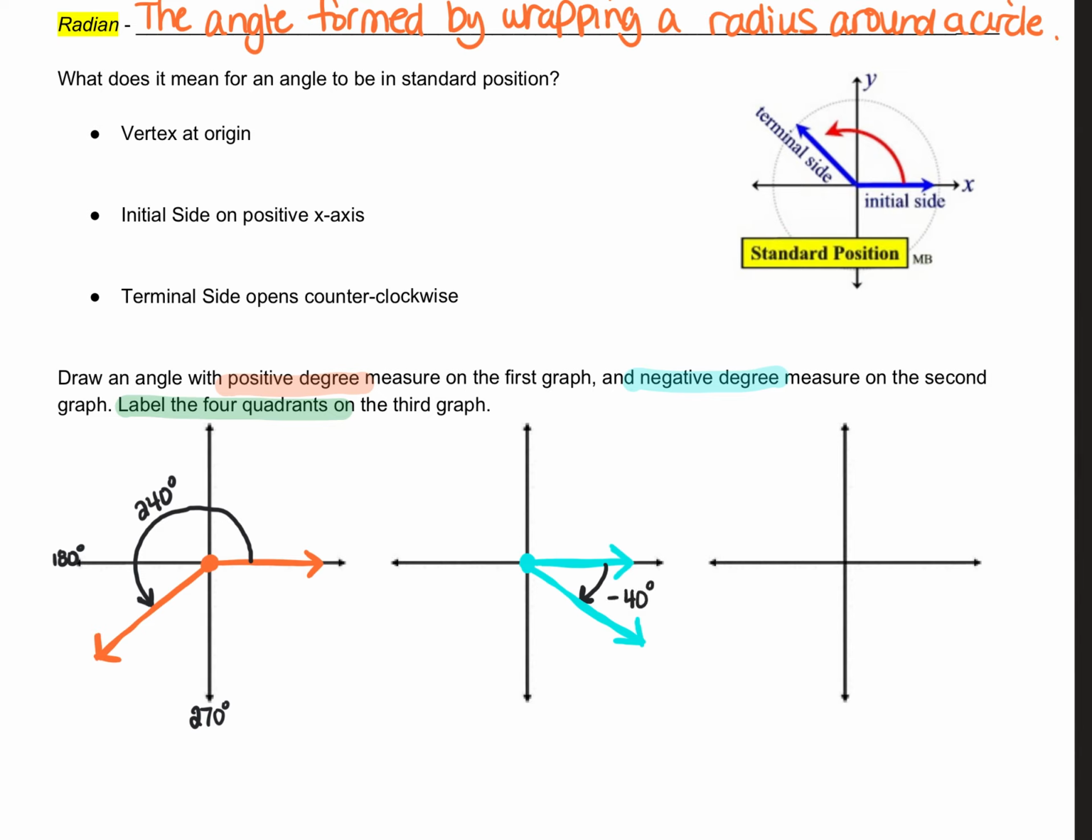And then last but not least, label the 4 quadrants on the third graph. So you might never have understood, and it might have always confused you, why these quadrants are labeled in the order that they are. And here's why. When you draw an angle in standard position, we always start here at the initial side. If I'm creating a positive angle, then I rotate through the quadrants in this order. I rotate through 1, then 2, then 3, then 4. And that's how you know the order in which you're going to label your quadrants. Okay, let's move on.